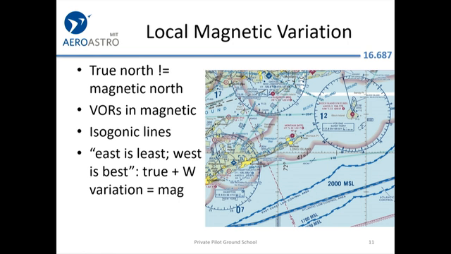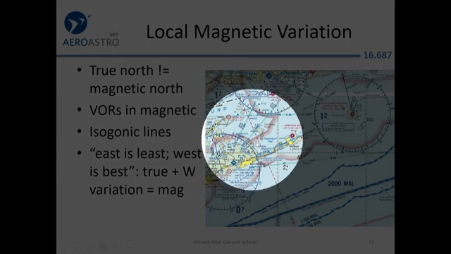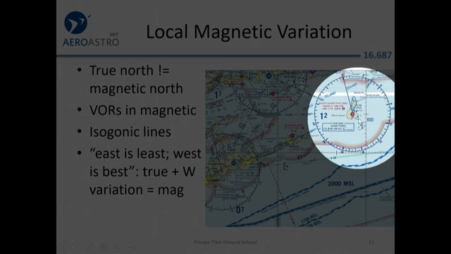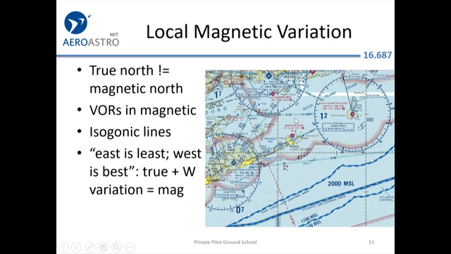The local magnetic variation, remember, is indicated on the chart. So it's right here, 14 degrees west. And remember, again, if you get confused about how true and magnetic relate, just look at a VOR diagram.